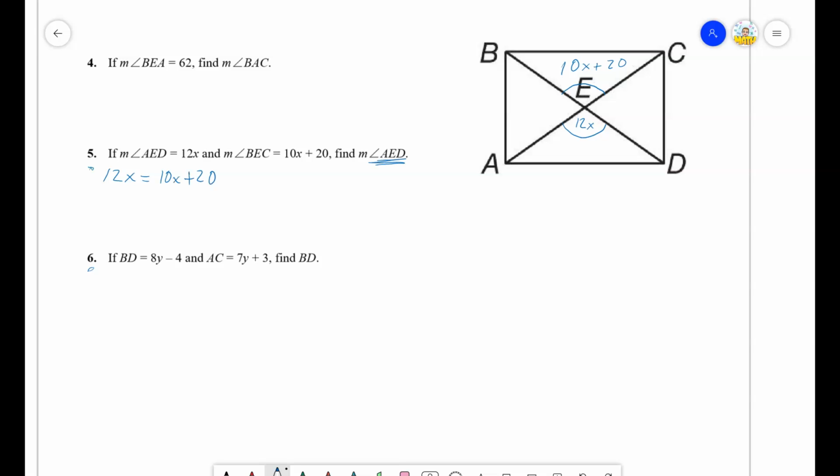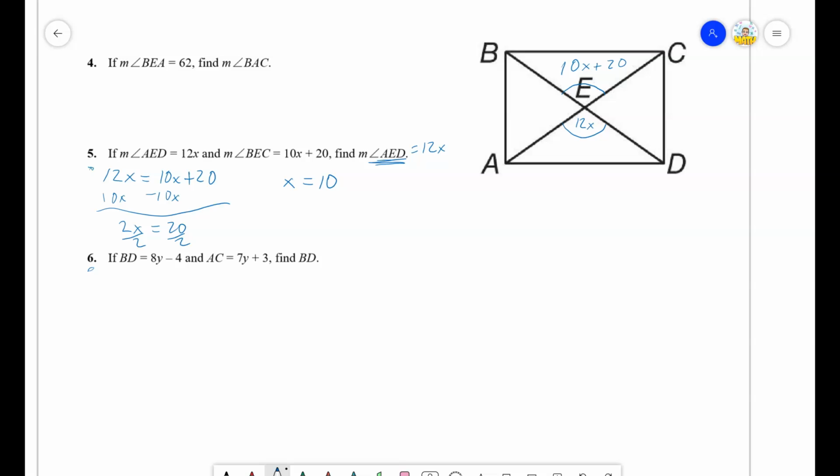And they want me to find the measure of angle AED. Well, they told me that AED is 12x. So once I know what x is, I'll be able to plug it back in. This will be a two-step situation to solve for x. So we come back to our equation, subtract 10x from both sides. So I have that 2x is equal to 20, and then we'll divide by 2.